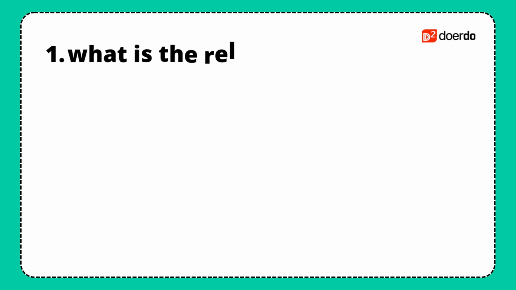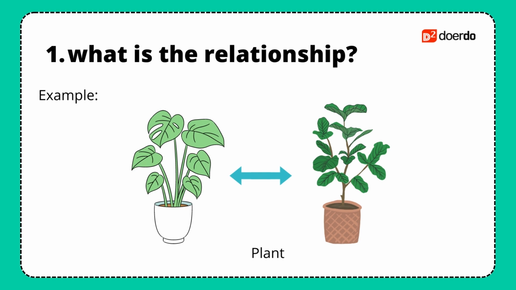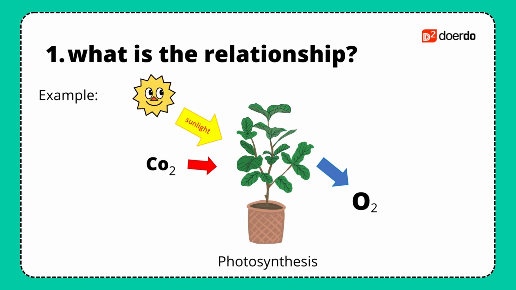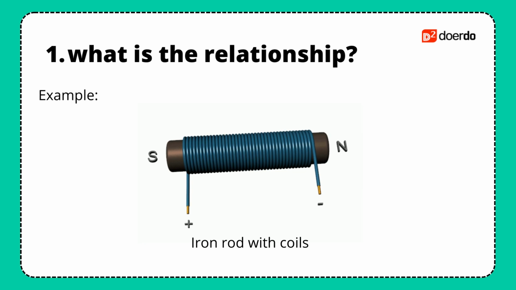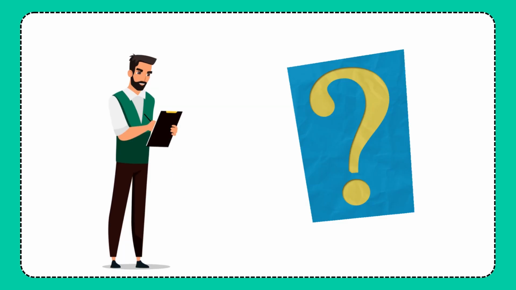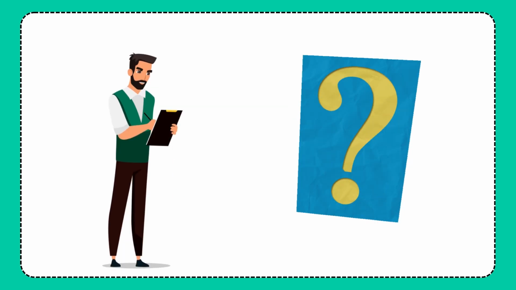The first one we will see is the question, what is the relationship? What is the relationship between two things, two objects given or two experiments given? Or what is the relationship between the number of leaves in a plant and photosynthesis? Or it can be the number of coils around the iron rod and the electromagnetic strength. It can be anything. So what exactly is the examiner looking for?